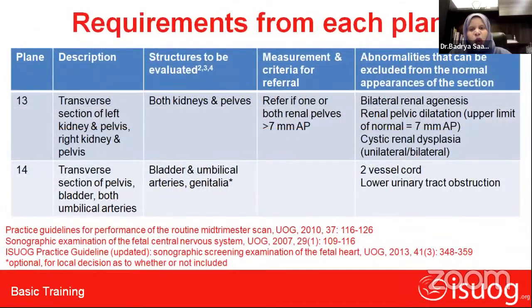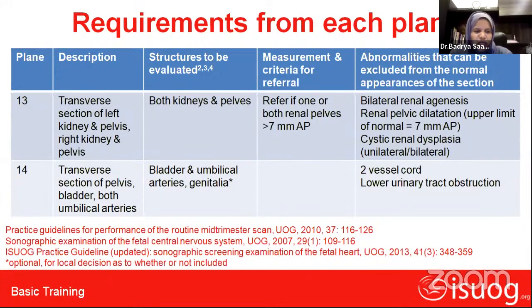Now, what are the requirements in these planes? Plane 13 is the transverse section, as I said, of left kidney and pelvis, right kidney and pelvis. It evaluates both kidneys with their pelvises, and it measures the renal pelvis of both kidneys in anterior posterior diameter. If it is more than 7 millimeters, it's a reason to refer to a specialist. What abnormalities are covered in plane 13? It could pick up bilateral renal agenesis, bilateral or unilateral renal pelvic dilatation, where the normal is below 7 mm in anterior posterior diameter, and any cystic renal dysplasia, whether unilateral or bilateral.